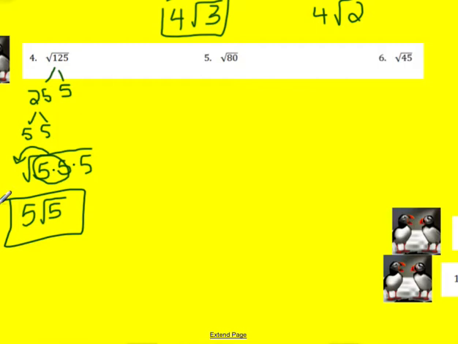Notice nowhere in anything that I'm doing am I leaving something as a decimal. There are no decimals here. So let's take a look at breaking down 80. So what goes into 80?